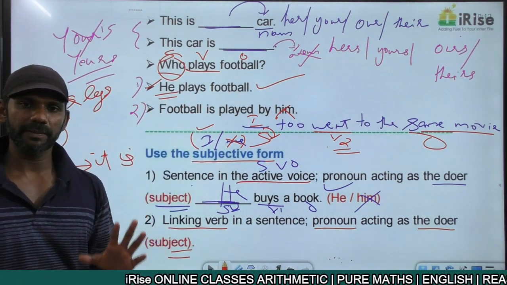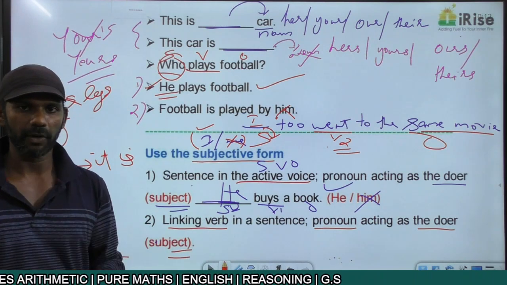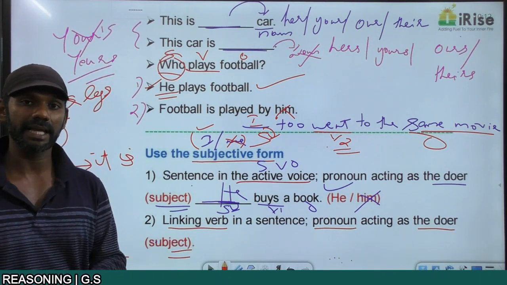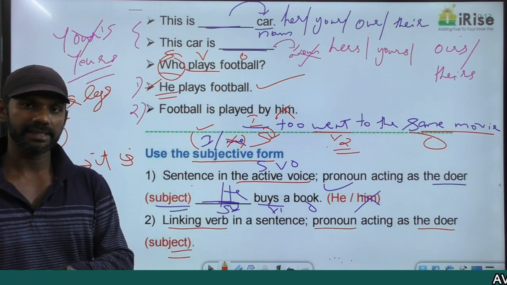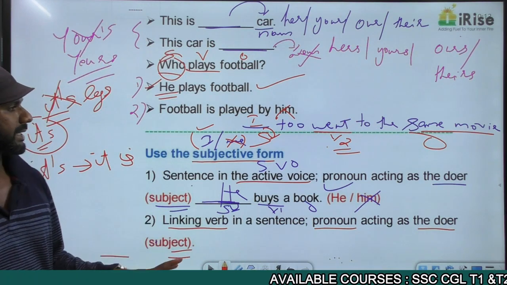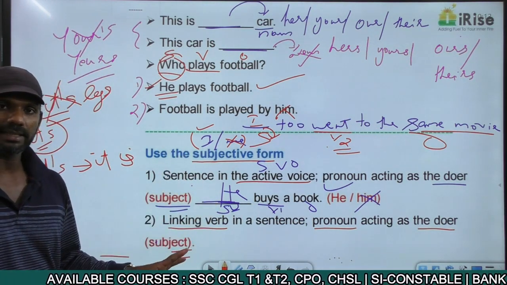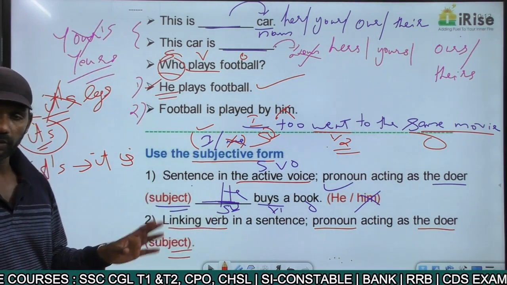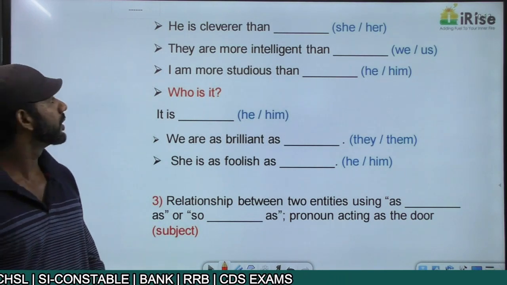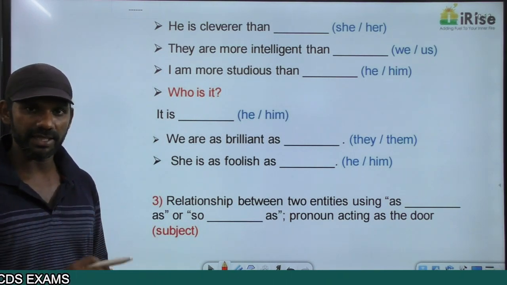When there is no main verb in a sentence, the auxiliary verb in that sentence is termed as linking. He is a good boy. When there is a main verb in a sentence, the auxiliary verb is termed as helping. He is dancing. Dancing is a main verb, "is" becomes helping. Clear? Now come to the second rule once again. Use a subjective form when there is a linking verb in a sentence and the pronoun acts as a doer. So if I have a linking verb in a sentence and the pronoun acting as a doer, that particular pronoun must be in the subjective.